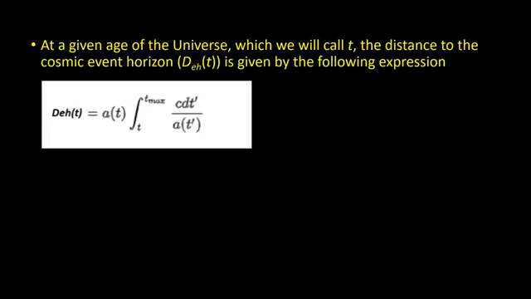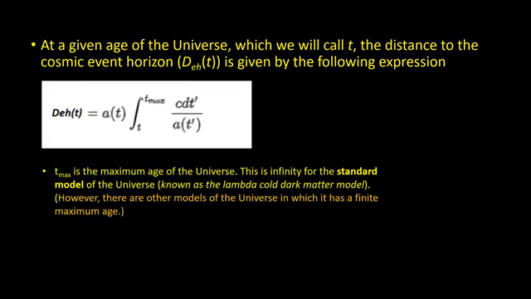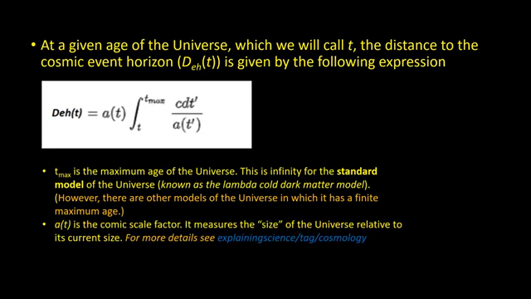Those of you who are less mathematically inclined can skip over this bit, but at a given age of the universe, which we'll call t, the distance to the event horizon is given by the following expression. In this, t max is the maximum age of the universe. This is infinity for the standard model of the universe. a of t is something called the cosmic scale factor, and it measures the size of the universe relative to its current size. If you want to find out more details about this, just have a look on my blog. And finally, c is the speed of light in a vacuum.